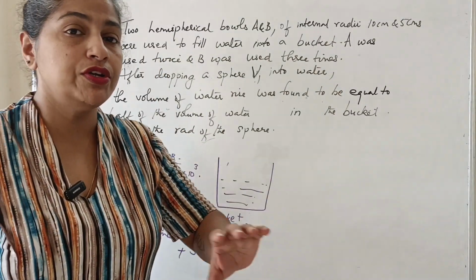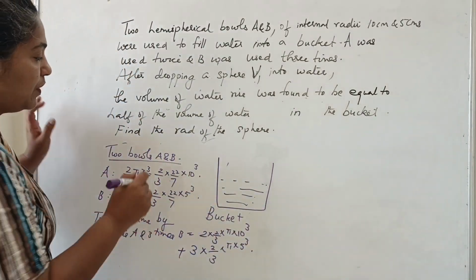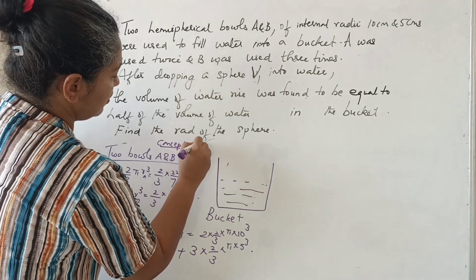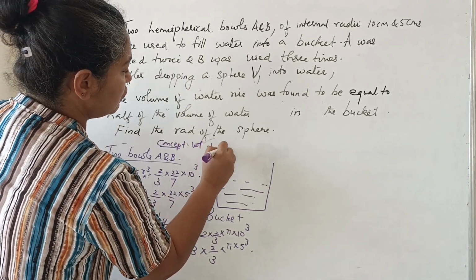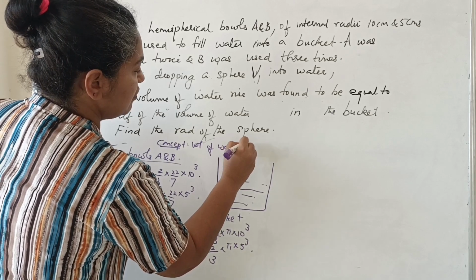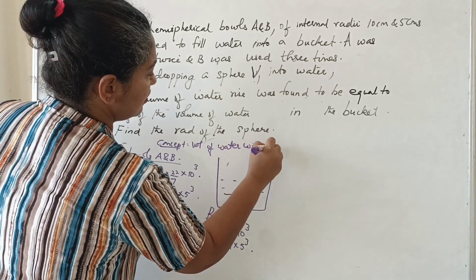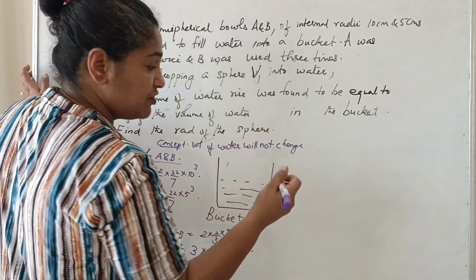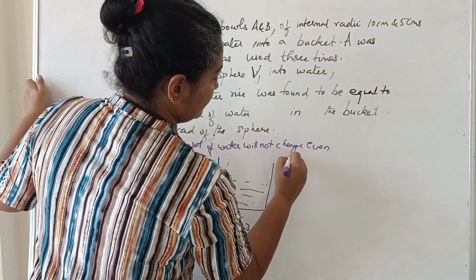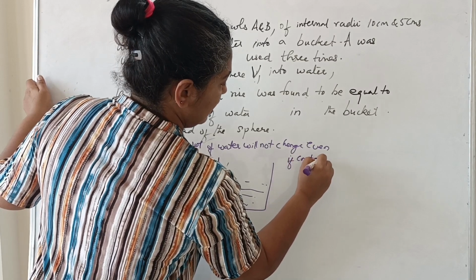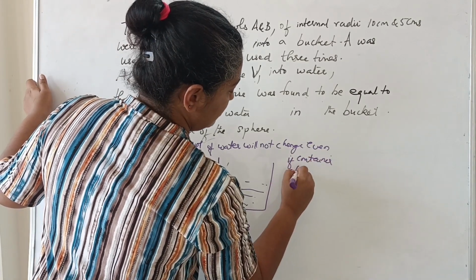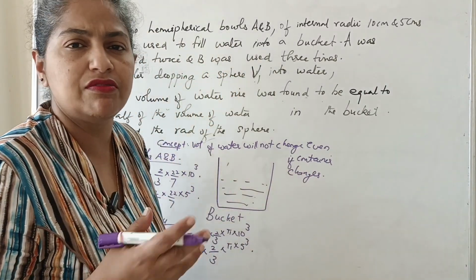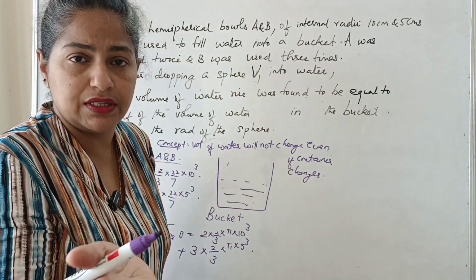So now I am going to do the first part. The first part, our concept is volume of water will not change even if the container changes, assuming there is no wastage, okay. Same as the volume of a solid will not change when we are changing the shape from one to another.